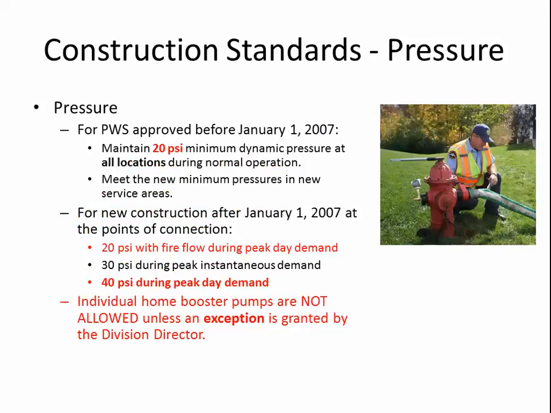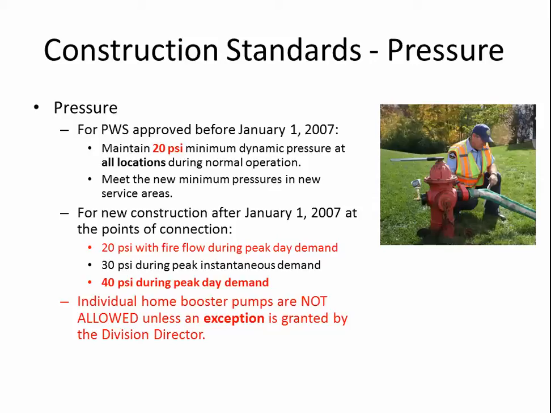Pressure, this is important to remember. For a public water system that was approved before January 1st, 2007, you have to maintain 20 psi minimum dynamic pressure at every location during normal operation. But then you also have to meet the new minimum pressures in any new service areas. So when we say new, we mean created since January 1st, 2007.